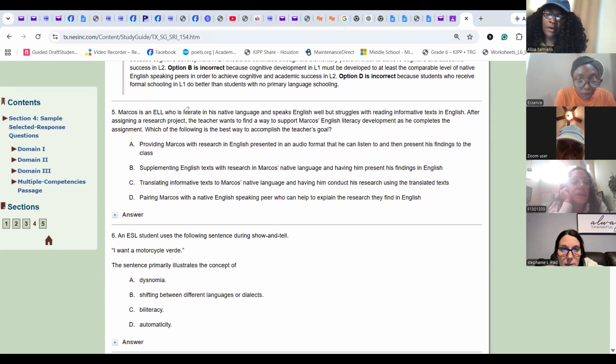Marcos is an ELL who is literate in his native language. So that means he speaks and writes and reads in his native language. He speaks English well, but he struggles with reading informative text in English. After assigning a research project, the teacher wants to find a way to support Marcos's English literacy development as he completes the assignment. Which of the following is the best way to accomplish the teacher's goal?